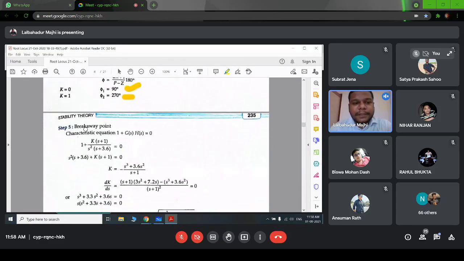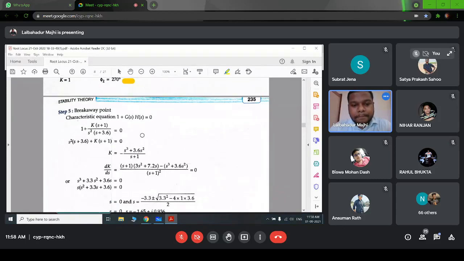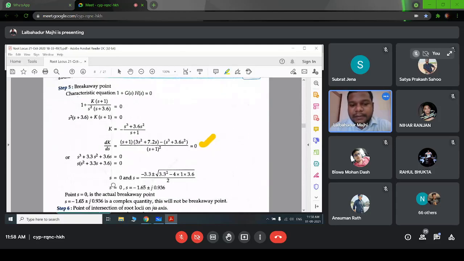The next thing we have to determine is the breakaway point. Does anyone have any doubt regarding the determination of the breakaway point? Because I will focus on how to draw, I will not go over this calculation. If anyone has any doubt regarding this calculation, you can ask. We have to do dK by ds equal to 0, and we can see this. What will be the value of s? We are getting two values of s: s equal to 0 and s equal to -1.65 plus minus j0.936. We are getting these two candidate breakaway points.